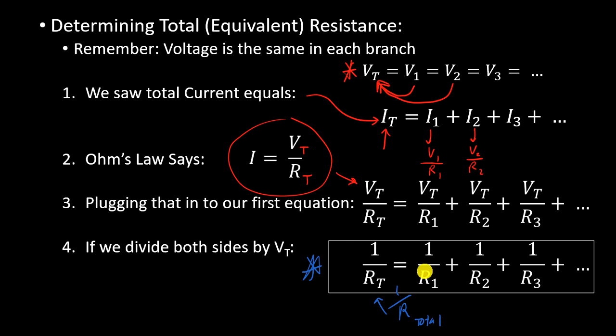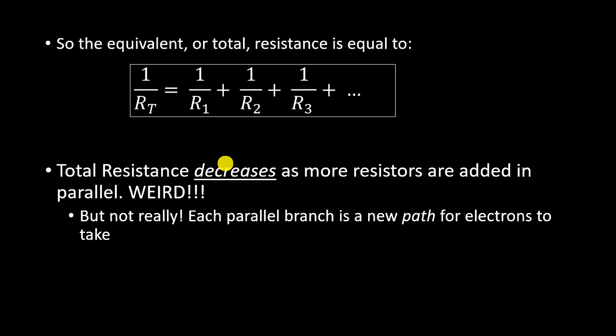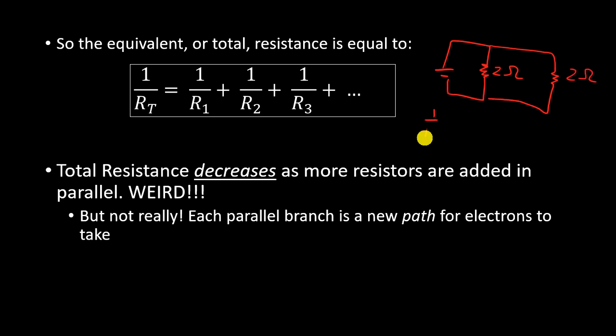This is actually an interesting equation because if I go to the next slide, if you do some math, if I have a basic circuit, I have a resistor of 2 ohms here, I have a resistor of 2 ohms here. 1 over R total, that's 1 over 2 plus 1 over 2. Well, that's just 1. And then you have to take the reciprocal. I don't want 1 over R total, I just want R total. Well, the reciprocal of 1 is still 1. But notice, the total resistance is less than the individual resistors. The total resistance is less than these resistors just by themselves.